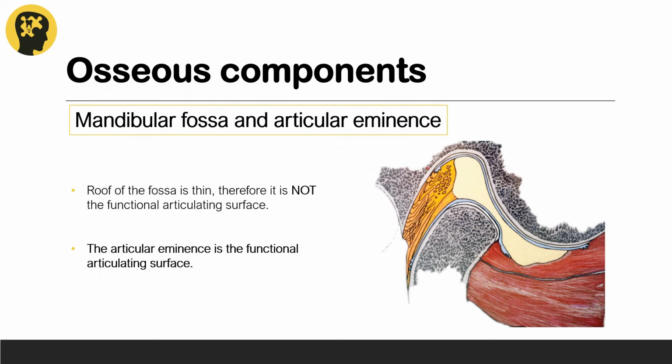Now, when we compare the bone in the roof of the mandibular fossa to the bone in the articular eminence, to be more precise, the posterior slope of the articular eminence, we'll find that the bone in the articular eminence is slightly thicker and denser than the bone in the roof of the fossa, which is why the articular eminence is the functional articulating surface, meaning that forces are directed towards the articular eminence rather than up against the fossa.